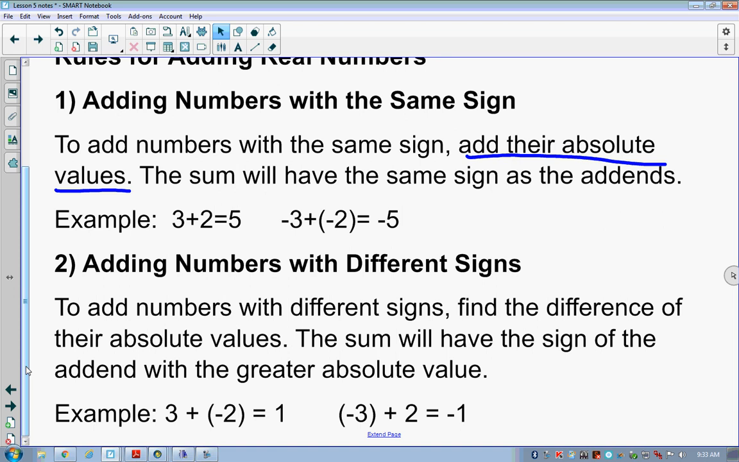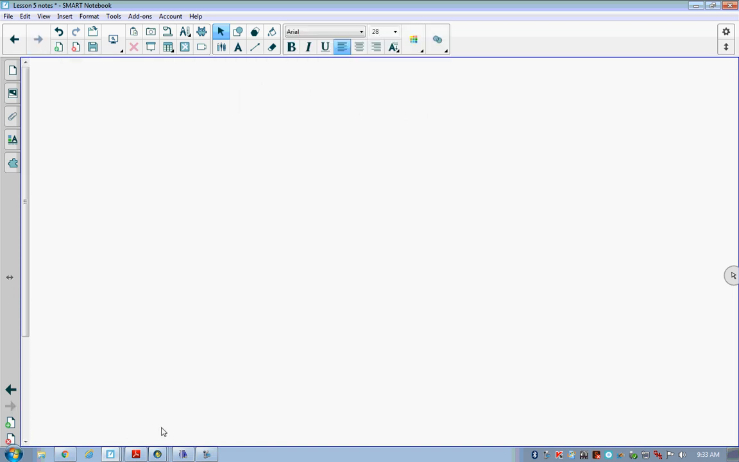All right, what does kind of give us a little bit of trouble is whenever our negative value is bigger. But the absolute value of 3 minus the absolute value of 2, okay, is still 1, but because the negative is bigger, the negative goes with my solution. Okay, do we understand these two rules? Okay, all right, good. All right, and that's it for that.